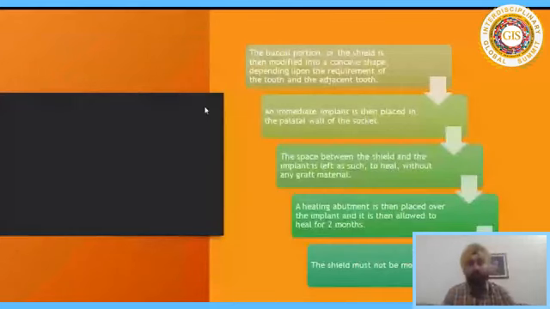So what we do in the socket shield: the buccal portion of the shield is modified into a concave shape depending upon the requirement of the tooth and the adjacent tooth. An immediate implant is usually placed against the palatal wall of the socket. The space between the shield and the implant is left as such to heal without any graft material. A healing abutment is placed over the implant and then allowed to heal for 2 months. The shield, you must remember, should not be mobile, not periodontally involved, and must be healthy and strong.